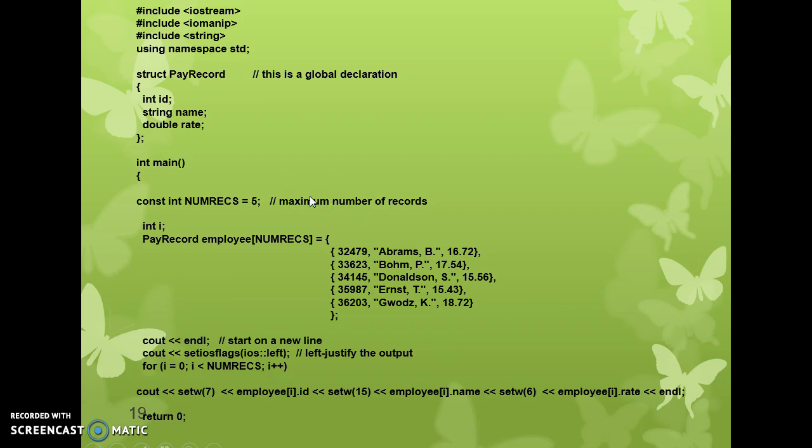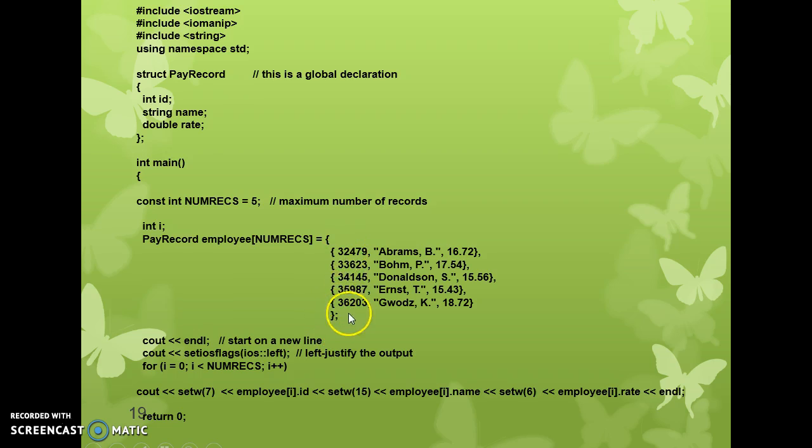This is the example. You have include iostream and all the libraries, and you have a global declaration: struct pay record, integer ID, string name, double rate, and we end it all with semicolons. And then you have 5 records. When you are initializing or populating the values, you have pay record, which is the structure name, then the array employee, and the number of records is 5. Then you put all the values in braces, separate them with commas, and towards the end you end with a semicolon.